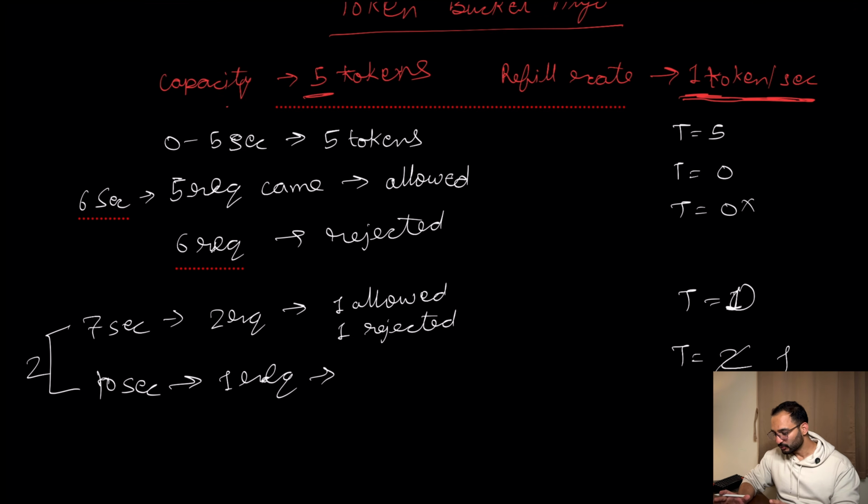You have a fixed set of tokens, and once requests come, if their number is less than or equal to the total number of tokens we have, all of them will be accepted, and if it is anything more than that, those requests will be denied, and we'll have a fixed refill rate for our tokens. Here it's 1 token per second.